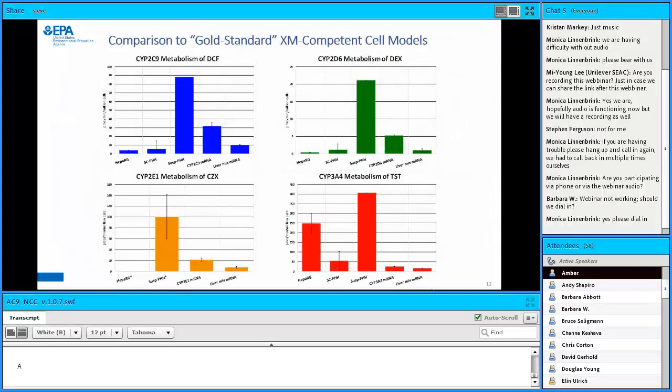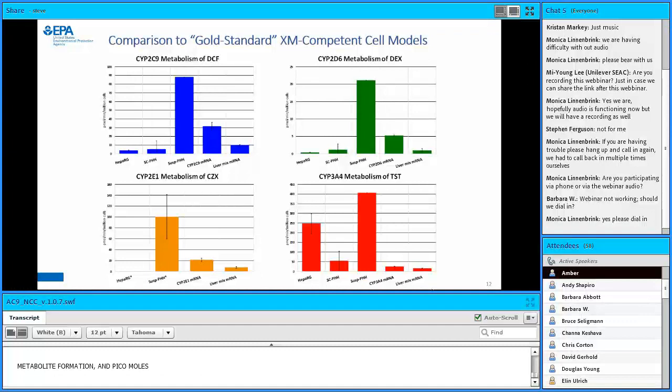So how do we compare to what we consider gold standard xenobiotic metabolizing competent cell models? What we did was we pulled data from the literature and from spec sheets from a couple of widely used commercial sources for hepatocytes, and for HepaRG, we went to the literature and found as many values as we could, where people reported rates of metabolite formation in picomoles of metabolite formed per minute per million cells. So everything here is standardized to the same units.